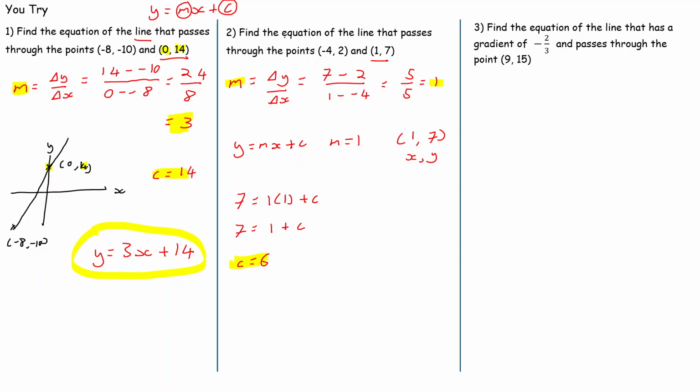Therefore, the equation of my line is going to be y equals my m value, which is 1, so 1x. 1x you can write just as x, it means the same thing, more simplified. So just x, and my c value is equal to 6, so plus 6. So y is equal to x plus 6, that is my answer.